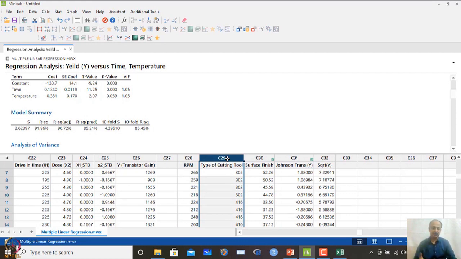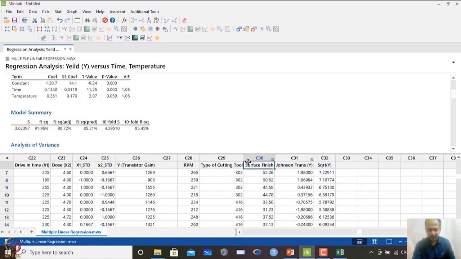So, here the number is categorical, it can take two values 302 and 416 like that. So, these are the two types of tool. So, this is a categorical variable basically. I cannot say 302 is greater than 416 like that. So, this cannot be arranged in ascending order or descending order. So, this is like color, different types of color. So, this is a categorical variable we have to treat, and regression has an option to deal with categorical variables also.